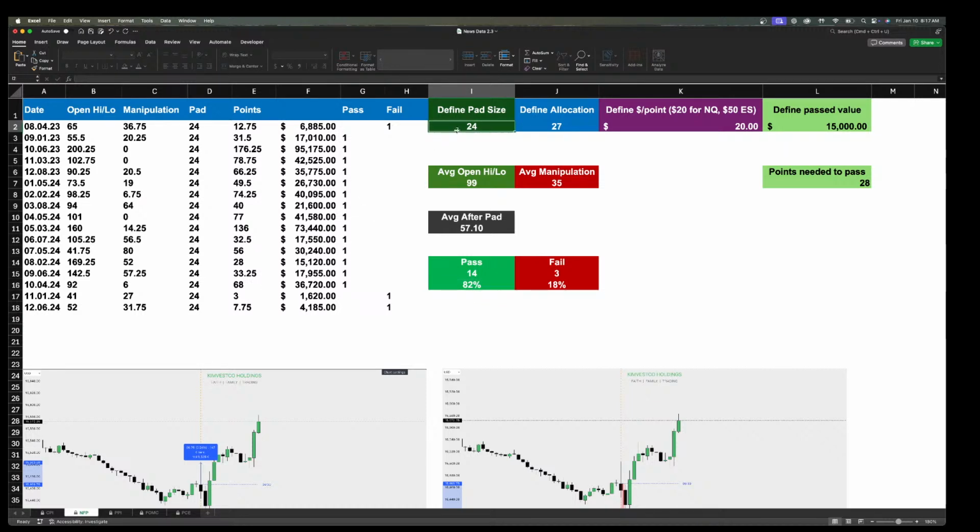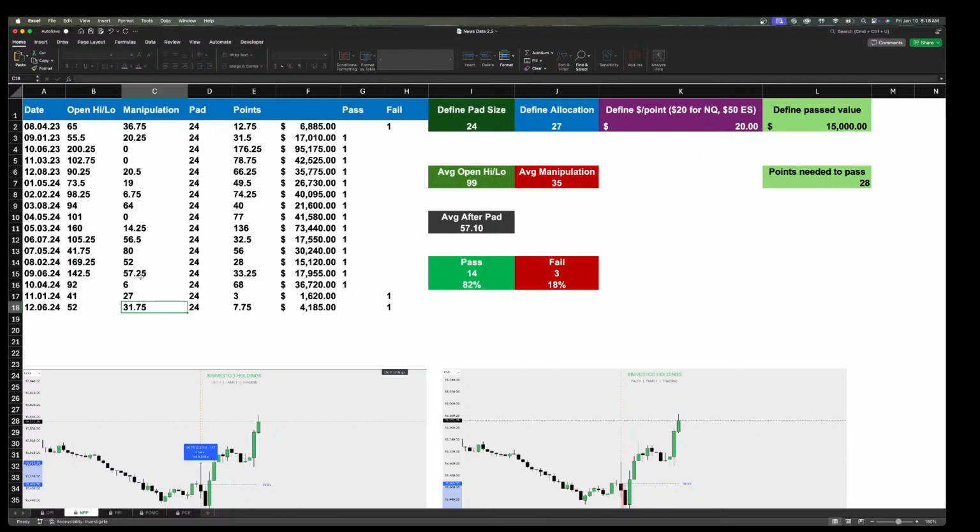And what the pad does is for these smaller manipulations, 20, 0, 20, 19, 6, 14, 6, those smaller manipulations, it's going to prevent you from getting wicked out in the opposite direction before price actually makes the move in the real direction. Now, some of these we can't avoid. 36, that one was a fail. 27, that was a fail. 31, that was a fail. You can use a higher pad, but you're going to have a lower passing percentage.